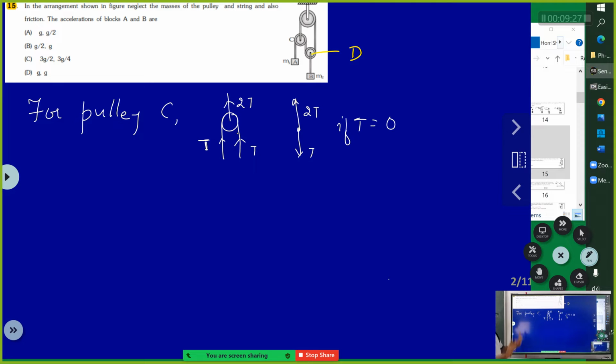Okay, so that means there is absolutely no tension in the string. It's like this: A and B, you hold it in your hand, and the moment you release, there is no tension to pull it. So therefore, A and B will have a free fall, and therefore both will have acceleration g and g. So the option is D for this.